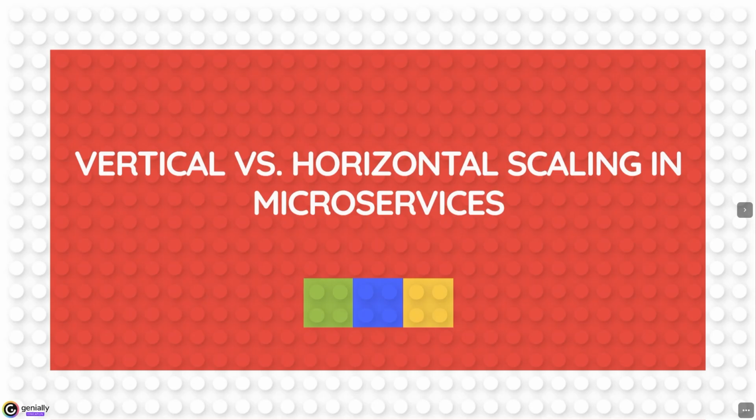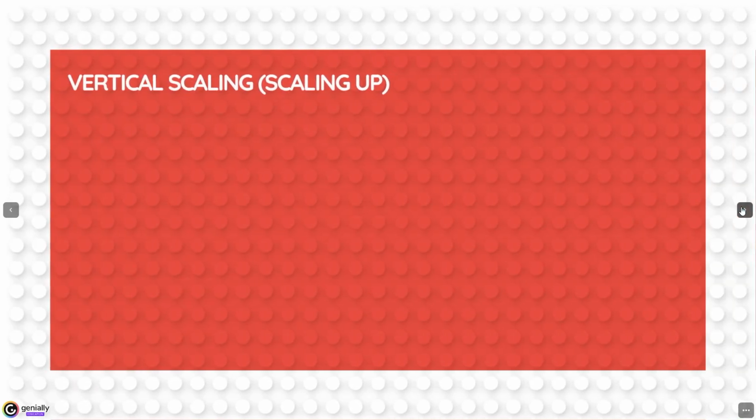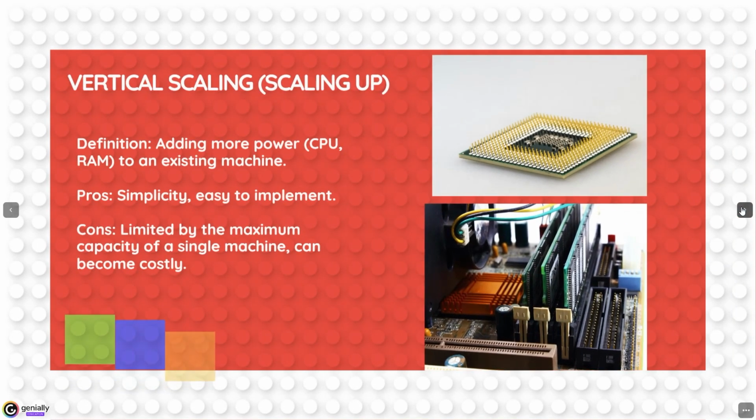In this video, we are going to learn vertical and horizontal scaling in microservices. Let's start with a simple explanation of vertical and horizontal scaling in microservices. So, vertical scaling, in other words, scaling up, means adding more power to an existing machine. These are CPU, RAM, etc.